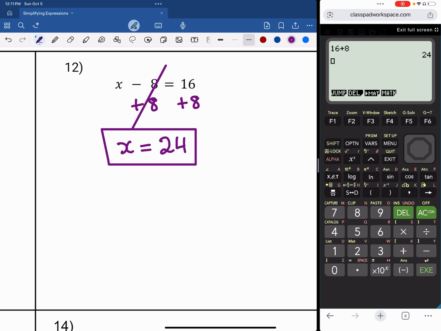Now, if you went back and substituted 24 for x and you did 24 minus 8, you would see that it would be 16. You could also just check this on your calculator if you needed to.